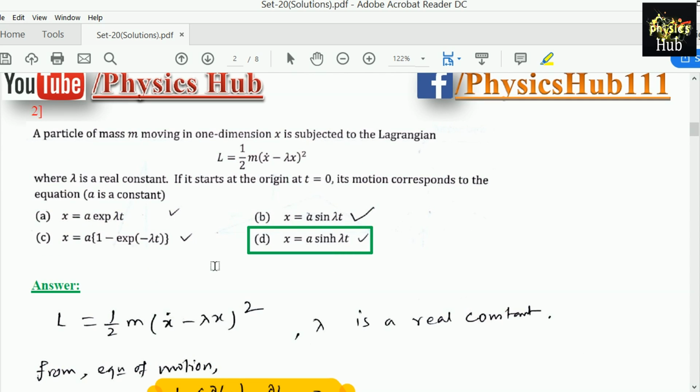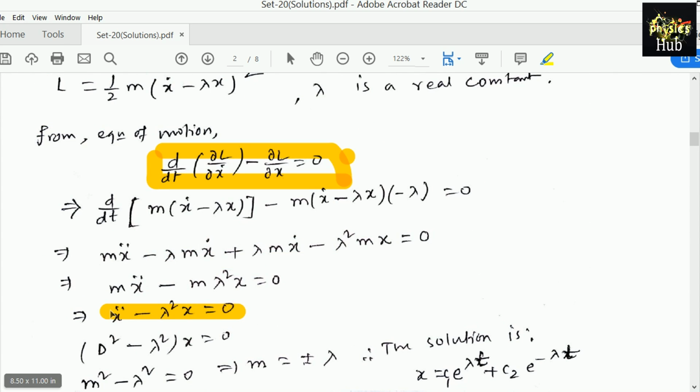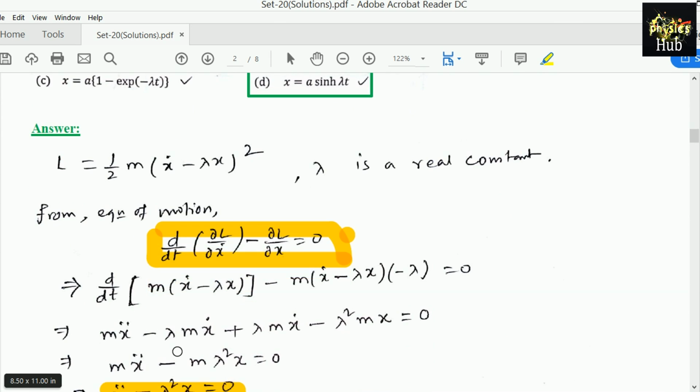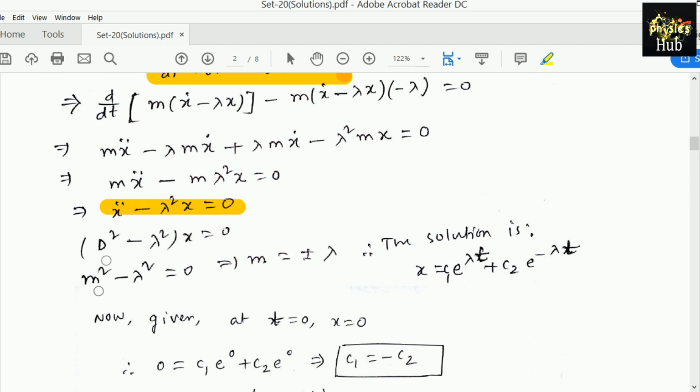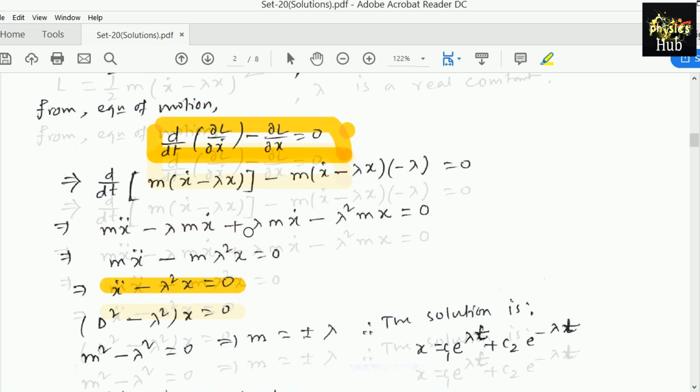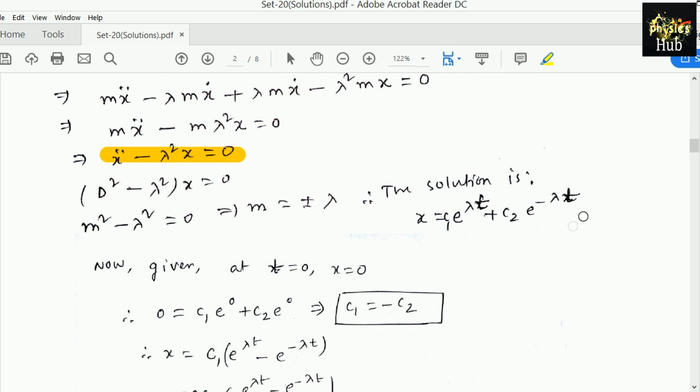Now the answers are given in terms of x, and this is a second order differential equation, so we have to solve it to get the equation of motion in terms of x. This is a very easy differential equation. So m square minus lambda square equal to 0, m equal to plus minus lambda. The solution is given by c1 e to the power m1 x plus c2 e to the power m2 x. So m1 and m2 are plus minus lambda, and the independent variable is t here, so x is replaced by t.